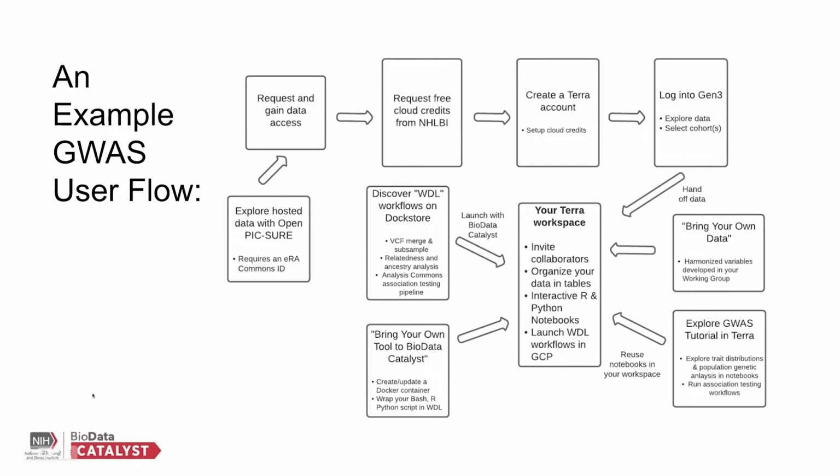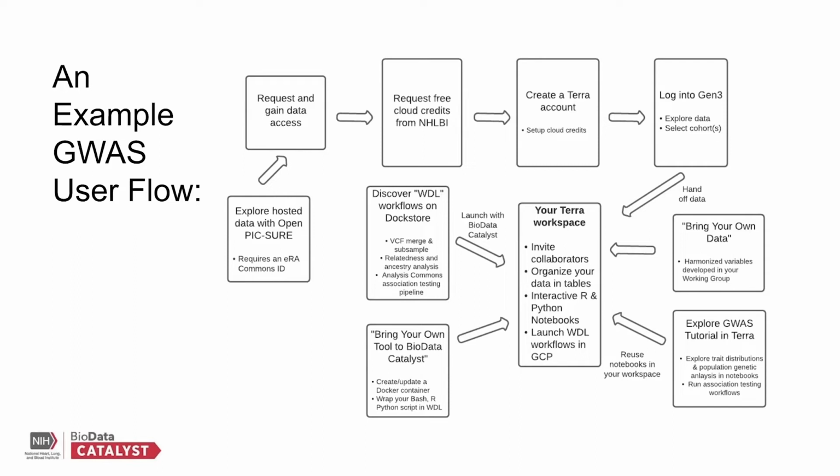I don't have access to any data assets in BioData Catalyst at first, so what I want to do is find some data to apply for access, and I can do that using Open PiC-SURE. All I'll need to log in is an eRA Commons ID. Once I find some projects that I'm interested in, I will request access to those using potentially a dbGaP proposal.